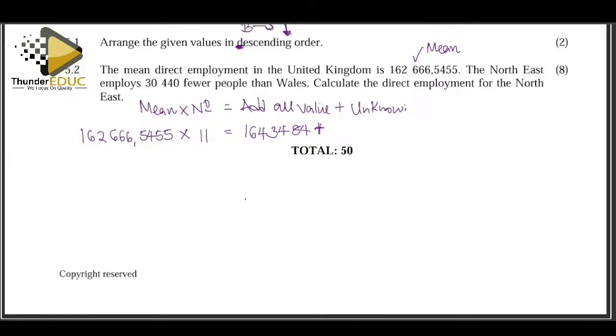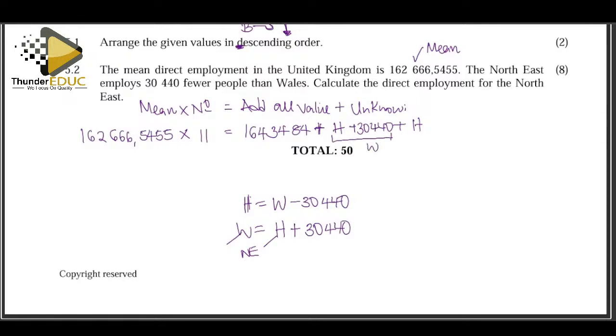They told us the Northeast employs 30,040 people less. Simply meaning our W, which is Wales, will equal H plus 30,040. I'm just saying W stands for Wales. H, I'm looking at the Northeast that's missing. So our unknown will be H plus 30,040 plus another H. This combination is representing Wales, and this one is representing the Northeast. Okay, so we continue.